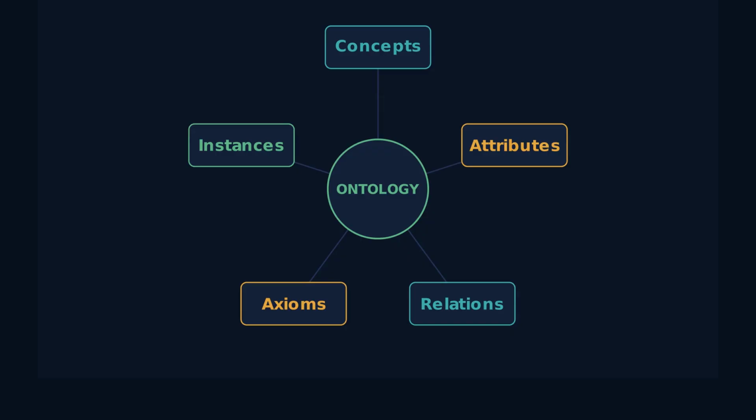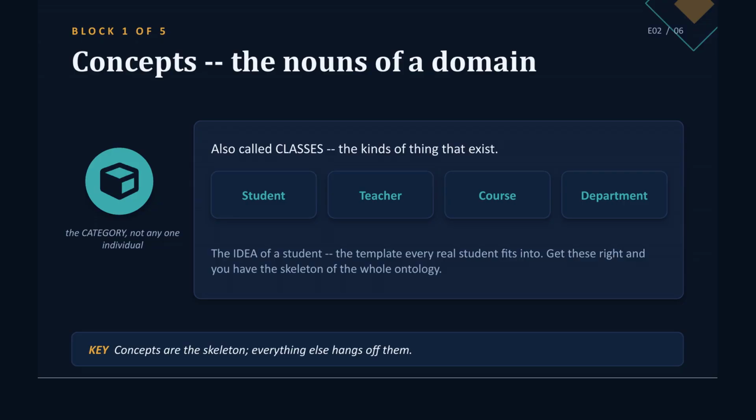Let us now walk through all 5, one at a time, using a single running example that we will keep all the way through, a university. Block 1, concepts, also called classes. These are the core nouns of the domain, the kinds of thing that exist in it. In our university, the concepts are things like student, teacher, course, and department.